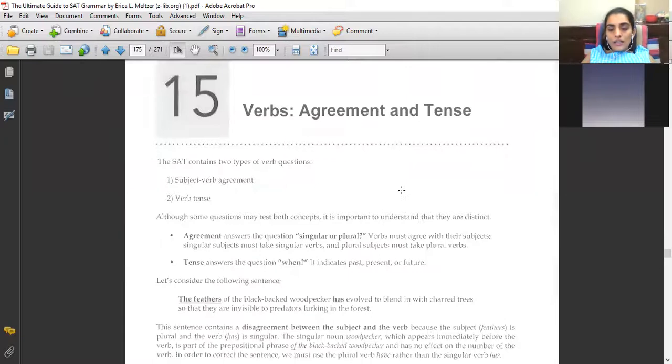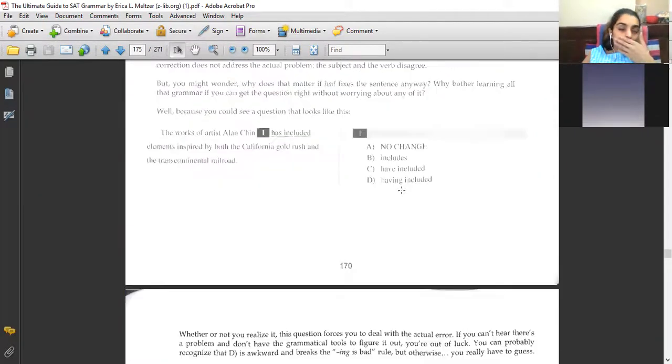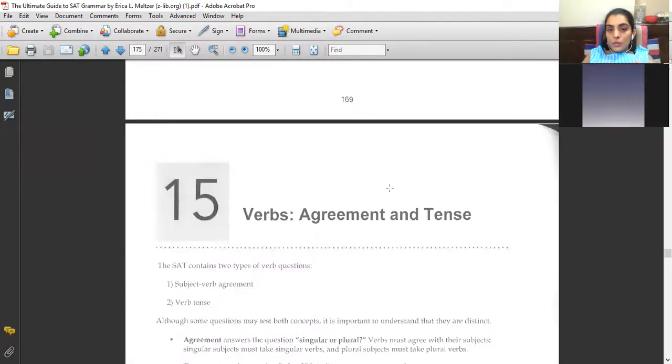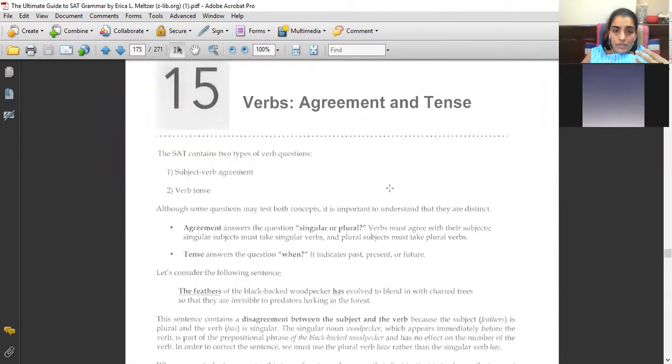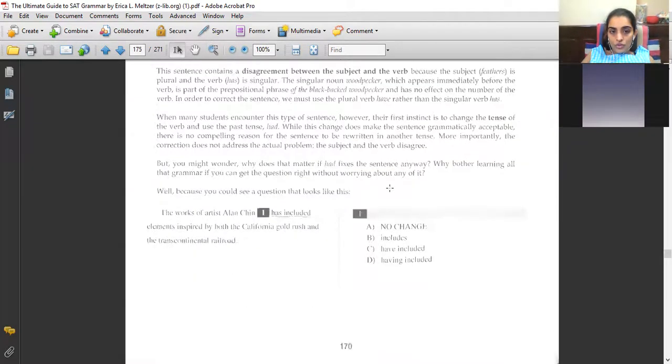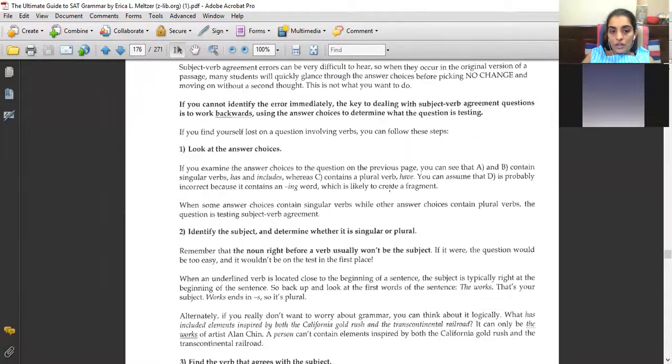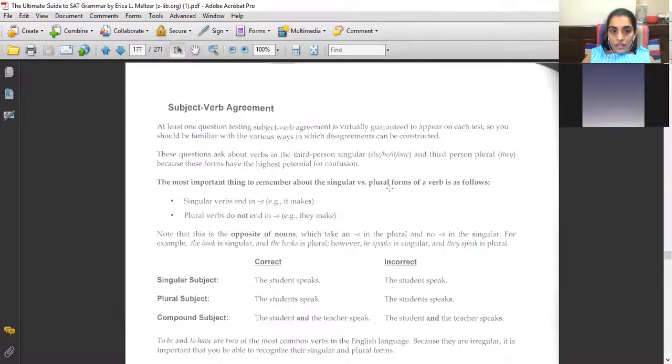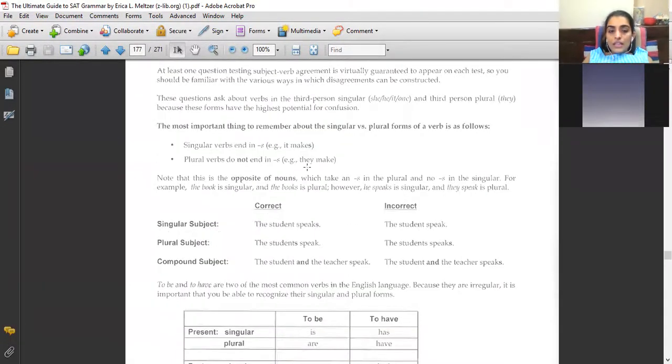There's verb agreement and tense. Here the verb should agree with the noun. So if it's singular, it has to be singular. If it's plural, it has to be plural, right? Usually, singular, for this, you need this. Sorry, I missed a table which I need to show you.